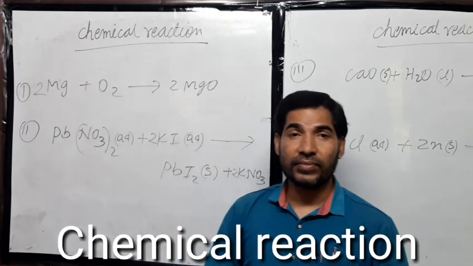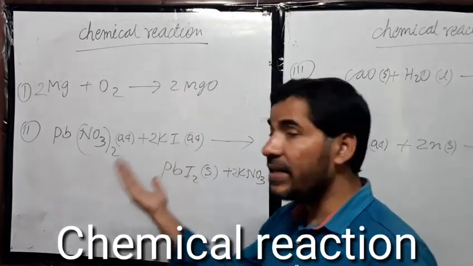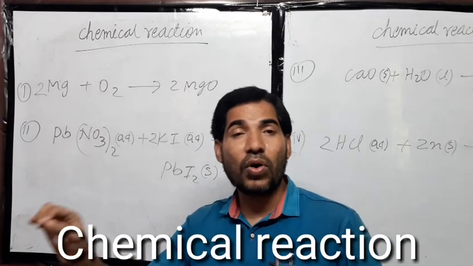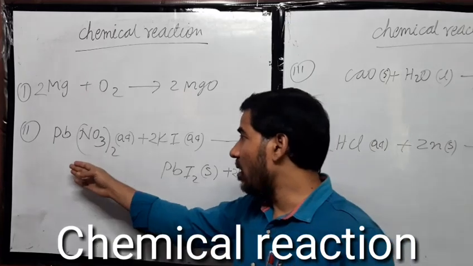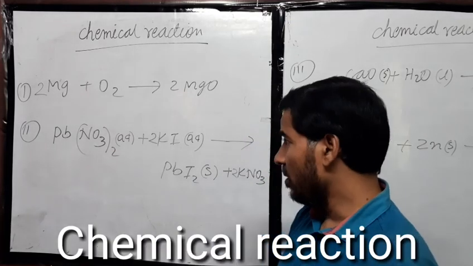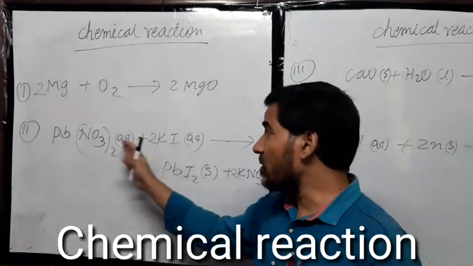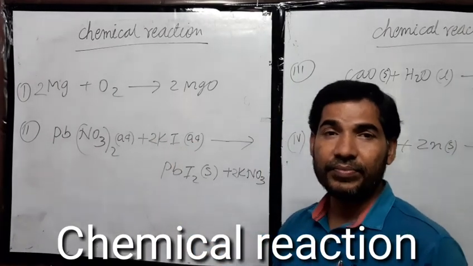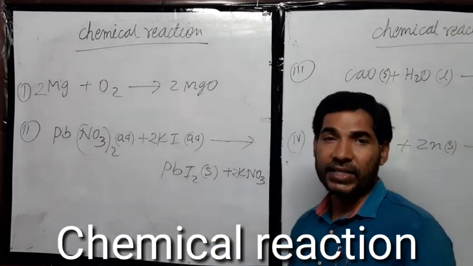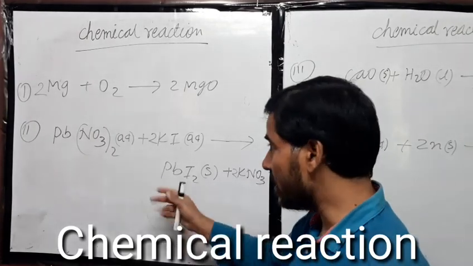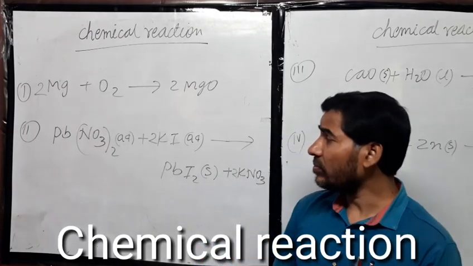Second definition: the reaction in which a change in color takes place is also called a chemical reaction. For this, I have given another example. When lead nitrate reacts with potassium iodide, then lead iodide and potassium nitrate are formed. Let me explain what this chemical equation means.